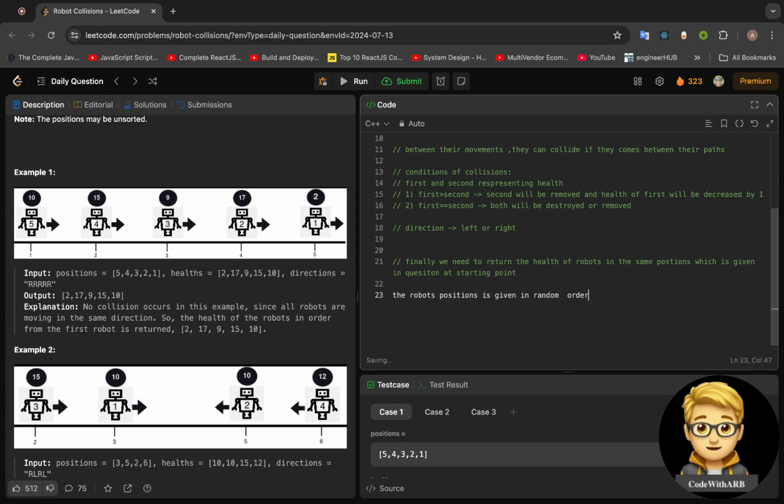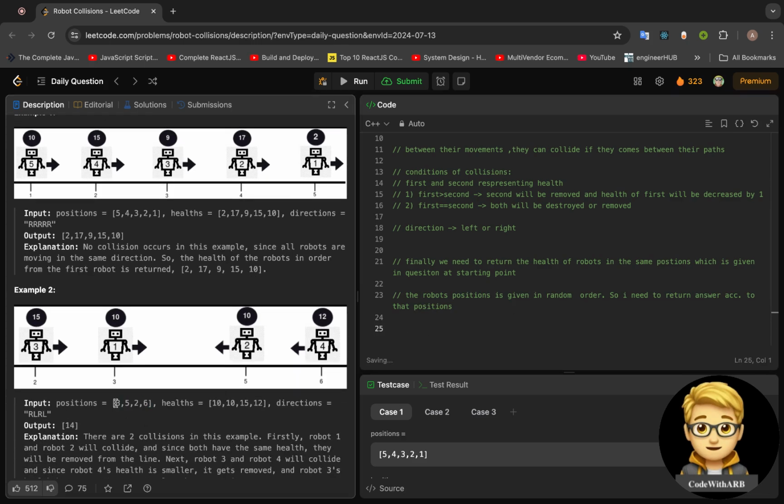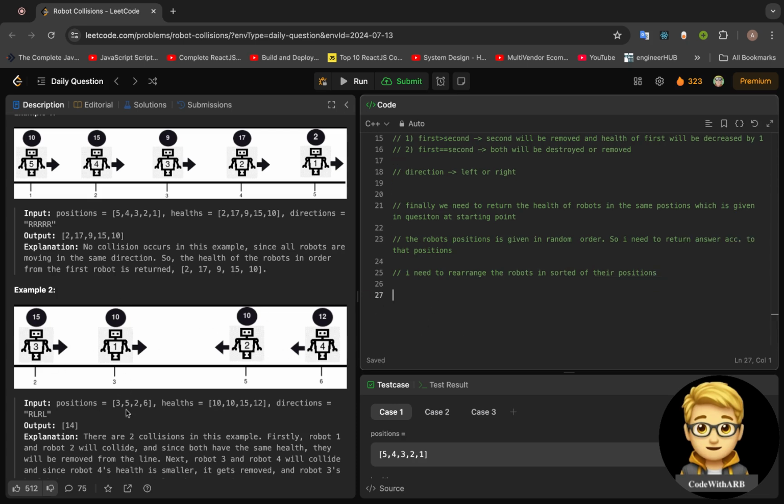I need to figure out the positions and return the answers according to those positions. So the first thing is that I need to rearrange the robots in sorted order of their positions, for sure. So I need to sort the positions and the health. For that, we will sort all the robots by their positions. We will store the position of each robot with its health and direction also.